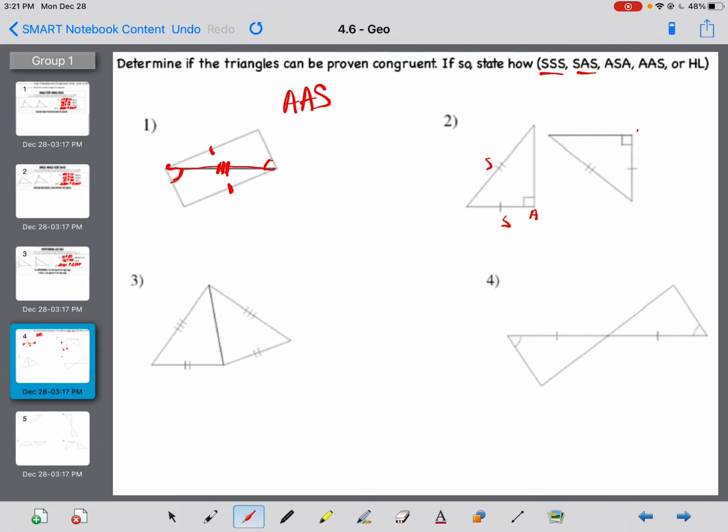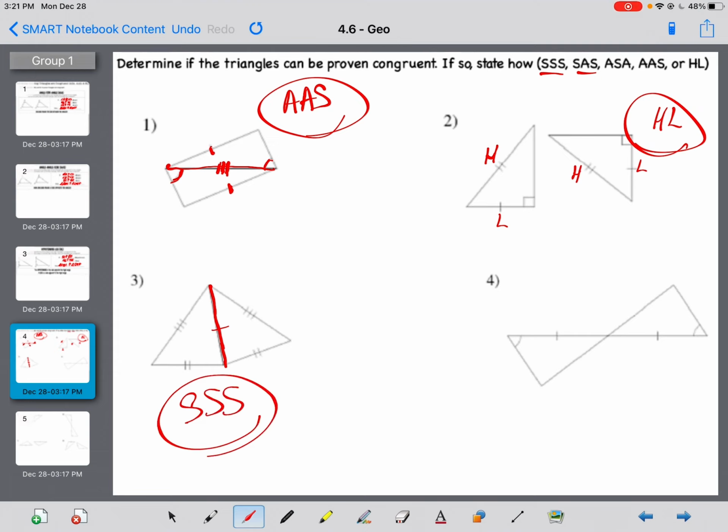All right. We got an angle, a side, a side. We got an angle, a side, a side. We don't call it that. This is the hypotenuse. They're the same. This is a leg. They're the same. So, hypotenuse, leg. Circle the answers. Reflexive. Oh, sorry, too many dots. Just one. 1, 2, 3. They both have a 1, a 2, and a 3. So, side, side, side.